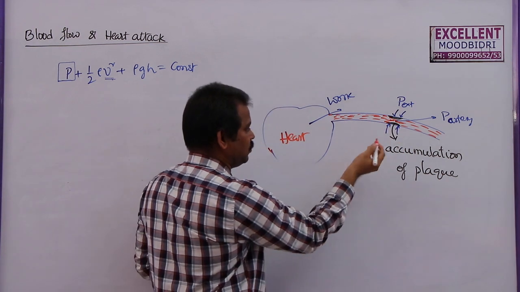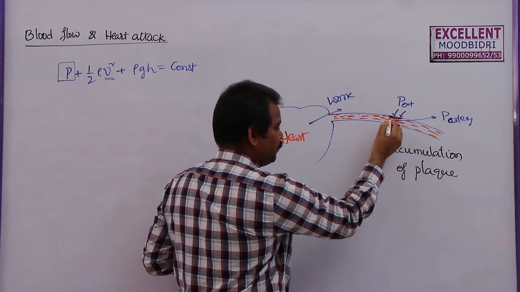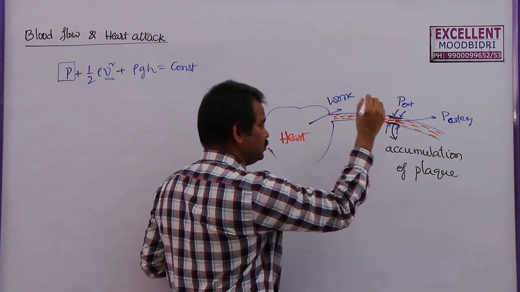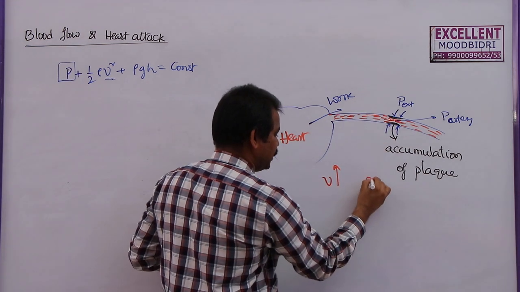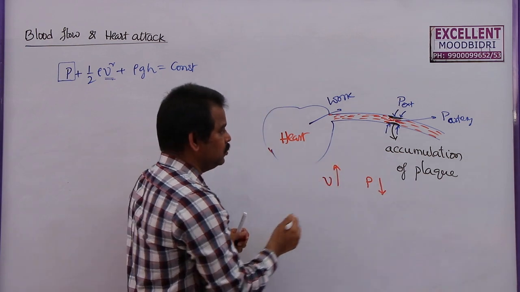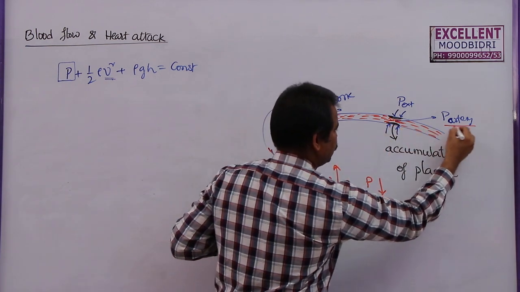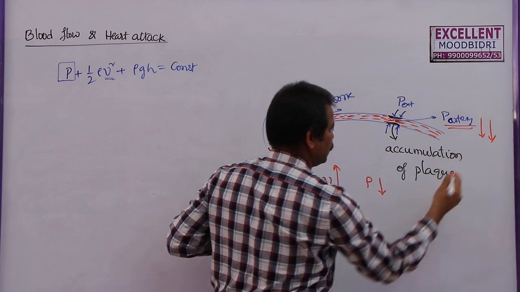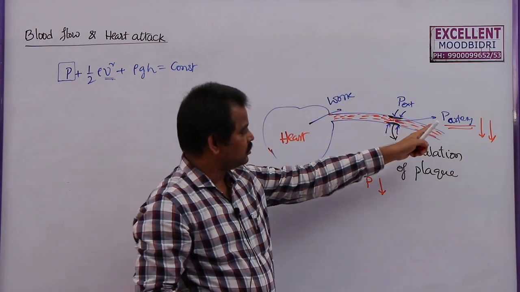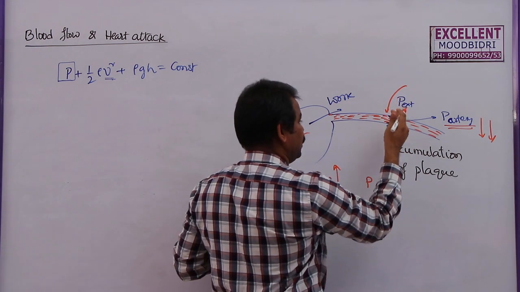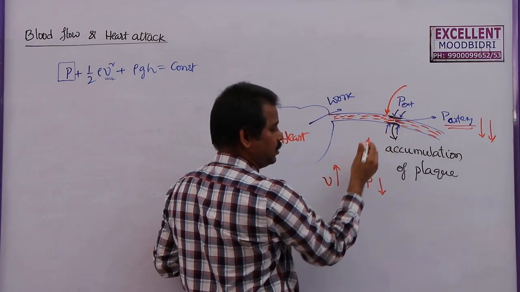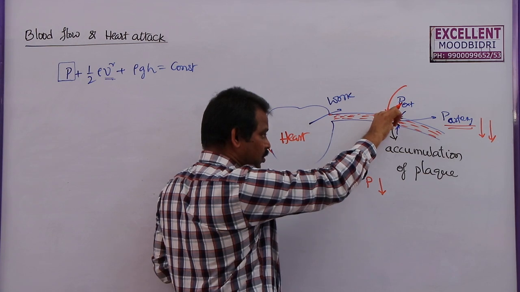So as a result, what happens? The velocity of the blood through this constriction increases to a great value. Whenever velocity increases, the pressure at that point will decrease. So the pressure in the artery decreases further. Whenever this pressure inside the artery decreases to a small value, the external pressure will dominate on the artery. So due to this, it will collapse.